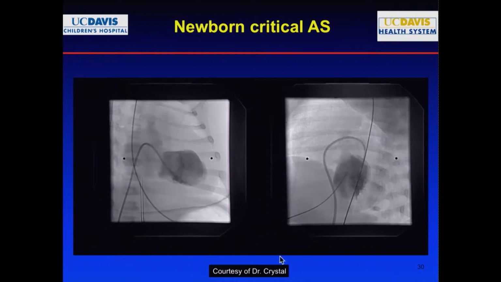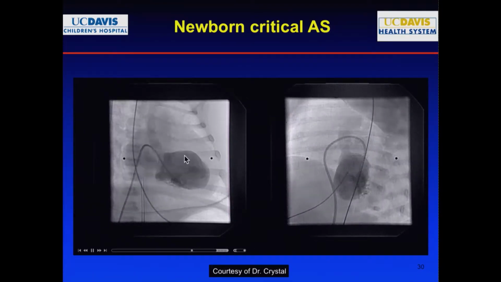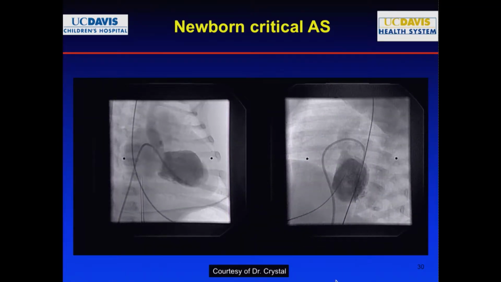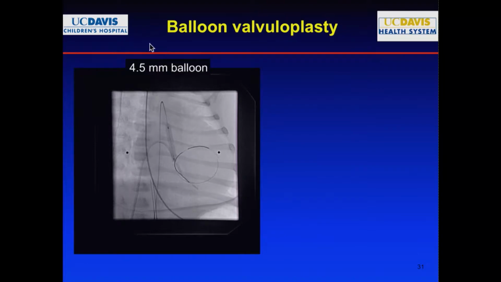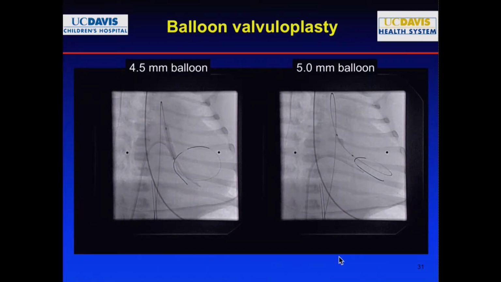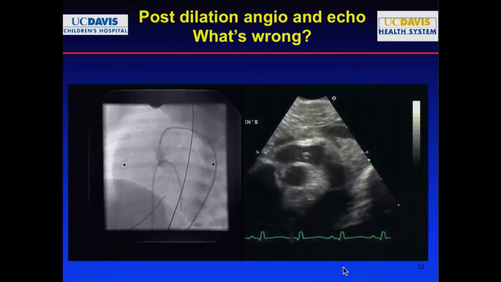Here's another patient, a newborn baby. This is a Texas Children's critical AS. You see the valve function is bad, with a lot of MR. So this is Matt Christo putting in a 4.5 balloon, inflated it well. That waist is where it should be. Second balloon looks really good. And here's what happens. Do you see anything wrong with that picture?